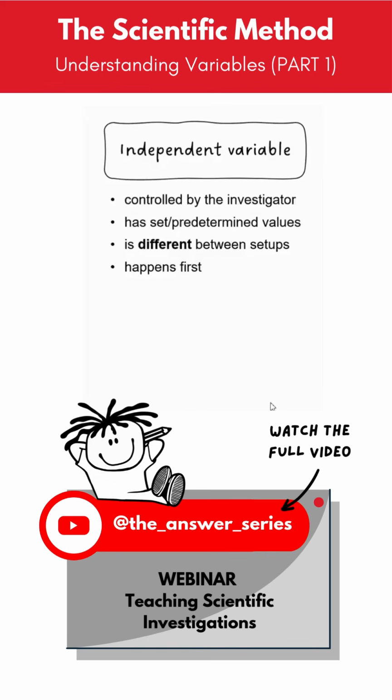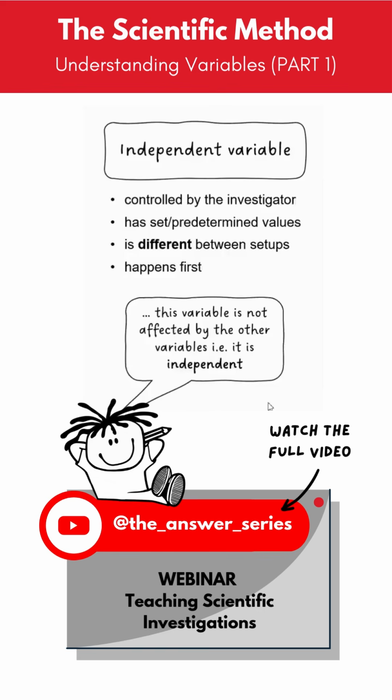So on a side note, it's important that we give learners more than one way to understand or remember a difficult concept like a variable, because these are the things they struggle to identify. And here you can see 4 different ways of thinking about an independent variable. Even the word independent means does not depend on. So the independent variable is not affected or does not depend on any other variable.